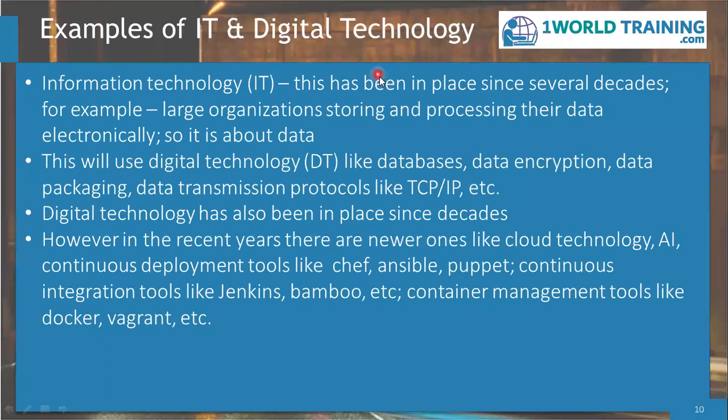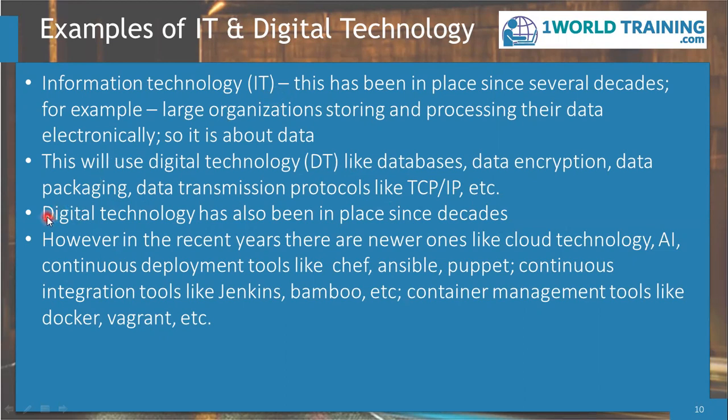Let us look at some examples of IT and digital technology. Information technology has been in place for several decades. It is not new. For example, large organizations storing and processing their data electronically. So it is about data, which is used for other purposes, such as making decisions or making money transfers, for example. However, information technology uses certain digital technology like databases, data encryption, data packaging, data transmission protocols like TCP/IP, etc. Please also do note that digital technology uses IT as well as OT.